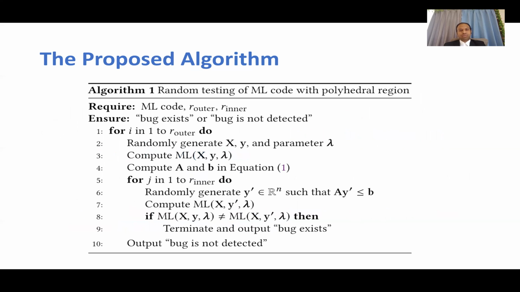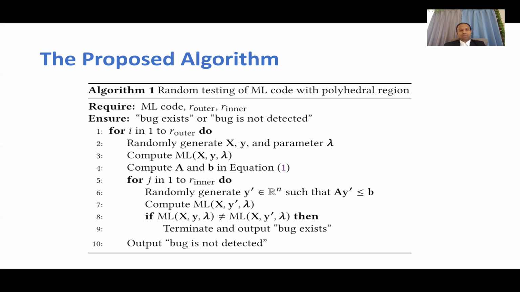So, the proposed algorithm. This algorithm is random testing of ML code with a polyhedral region. What is required for this task? The ML code, the outer loop count and the inner loop count. We need to ensure whether a bug exists or not.